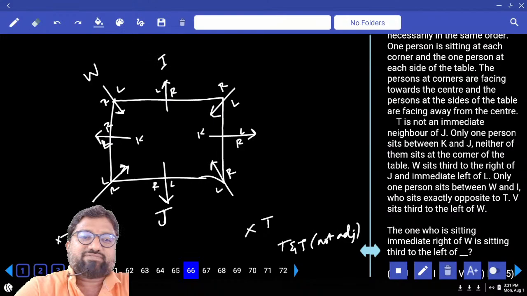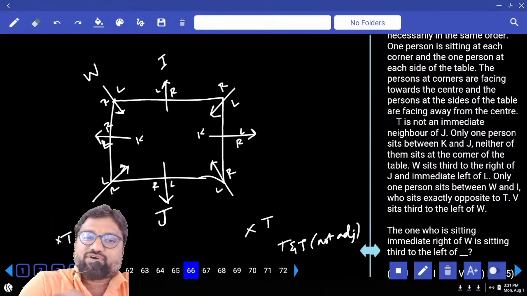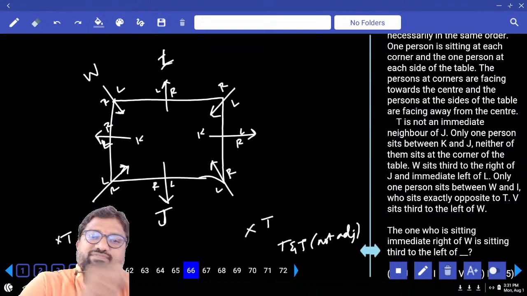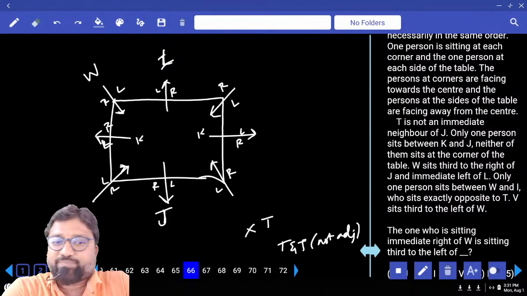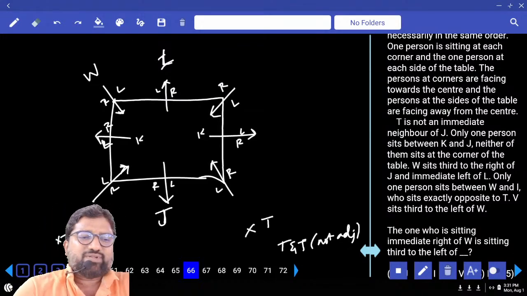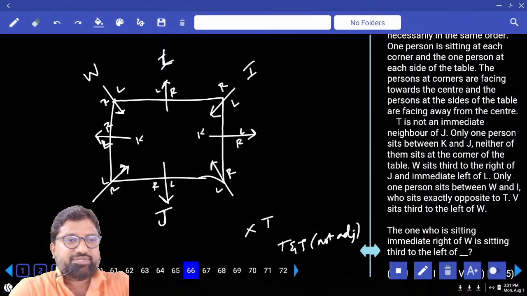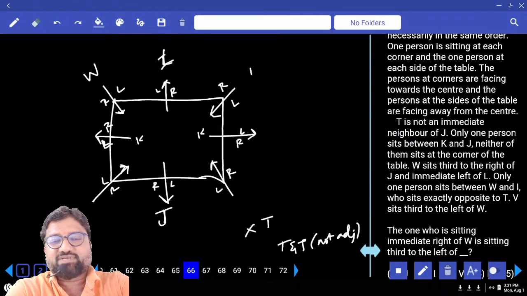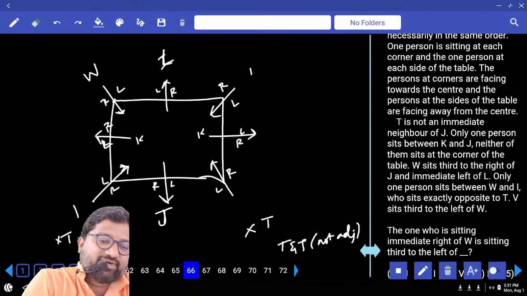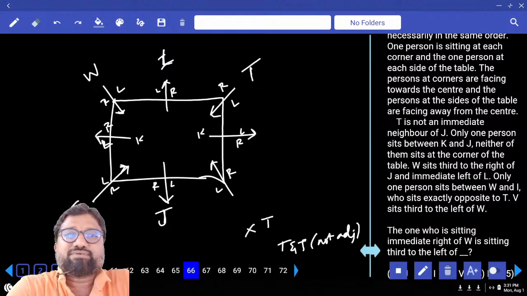W is to the immediate left of L. Next. Only one person sits between W and I, who sits exactly opposite to T. Only one person sitting between W and I, I can take I here, but I is exactly opposite to T. On the other side, it's not for T. Only one person sits between W and I. W sits exactly opposite to T.